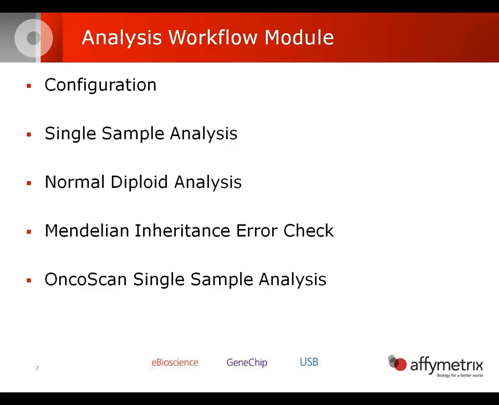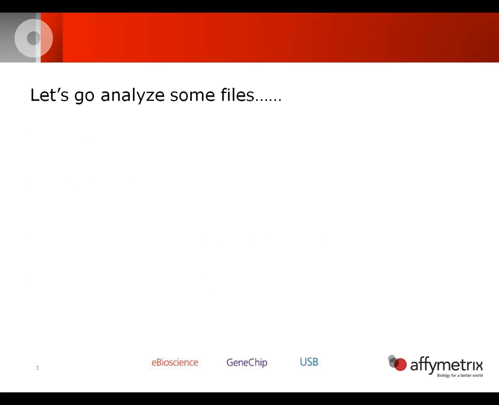We will then walk through how to set up the Mendelian Inheritance Error Check, which is where if you have a duo or trio of chip files, you can compare the genotypes to look for higher rates of Mendelian inheritance errors on given chromosomes. And lastly, we will walk through how to set up an Oncoscan single sample analysis.